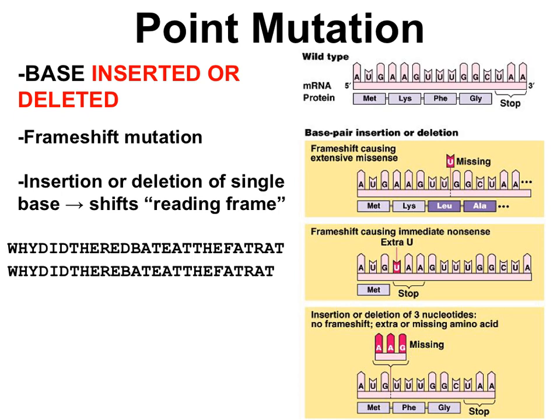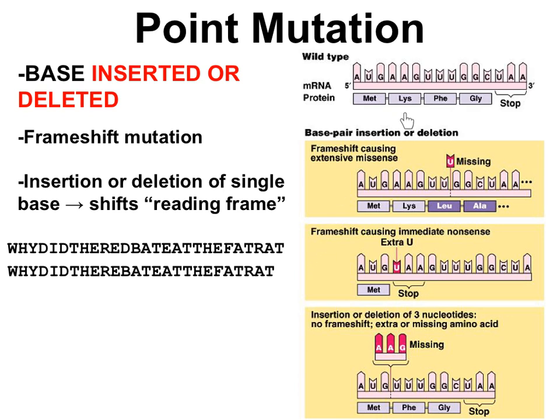Here's what I mean. Read this sentence. Why did the red bat eat the fat rat? Reading that sentence, your brain separates the letters into 3-letter words. But what if there's a deletion, like deleting this D right here? Why did the rebate blah? Every word after this D deletion is messed up. The same is true with an insertion.